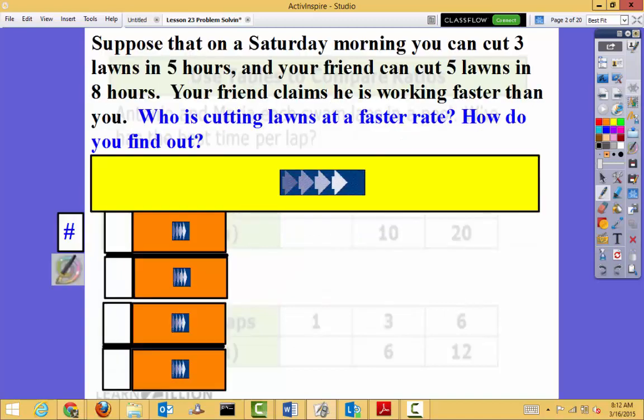So let's go to our first problem. Suppose that on a Saturday morning you can cut 3 lawns in 5 hours, and your friend can cut 5 lawns in 8 hours. Your friend claims he is working faster than you. Who is cutting lawns at a faster rate, and how do you find out?